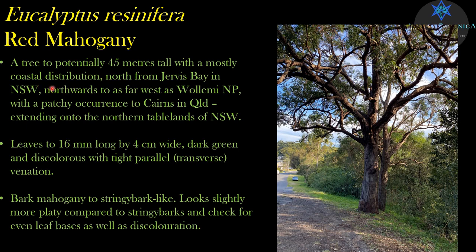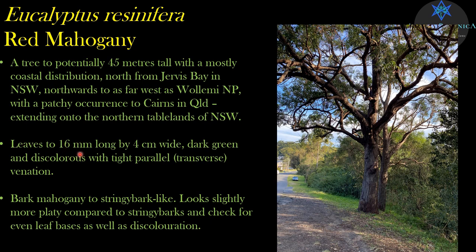And it's got a mostly coastal distribution, north from Jervis Bay, down the south coast of New South Wales. It goes out to Wollemi National Park, northwest of Sydney, and it goes with a patchy occurrence right up to Cairns in Queensland, and gets onto the northern tablelands of New South Wales. So mainly it's coastal, but it just makes some little inroads into the inland areas.